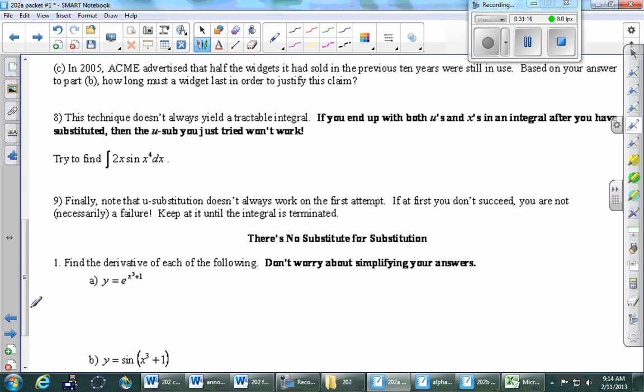Okay, so let's try this one here. Integral of 2x times sine of x to the 4th dx. Okay, so we've seen integrals with sine in them before. What can we let u equal? X to the 4th, right? Still the stuff inside of the sine, inside the function. Take a derivative.